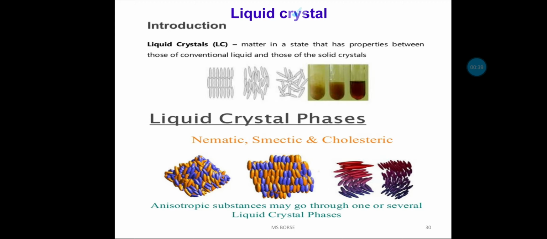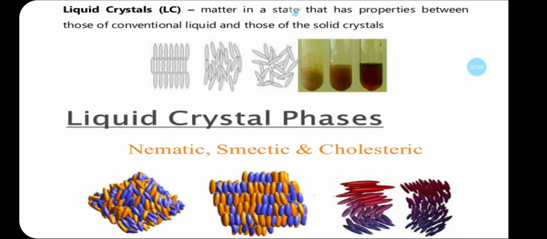So, liquid crystal is a property of matter. That means the matter is in a state that has properties between those of a conventional liquid and those of a solid crystal. At this stage, some matter shows a property like liquid as well as a property of solid. It is a state between the conventional liquid and solid crystal.